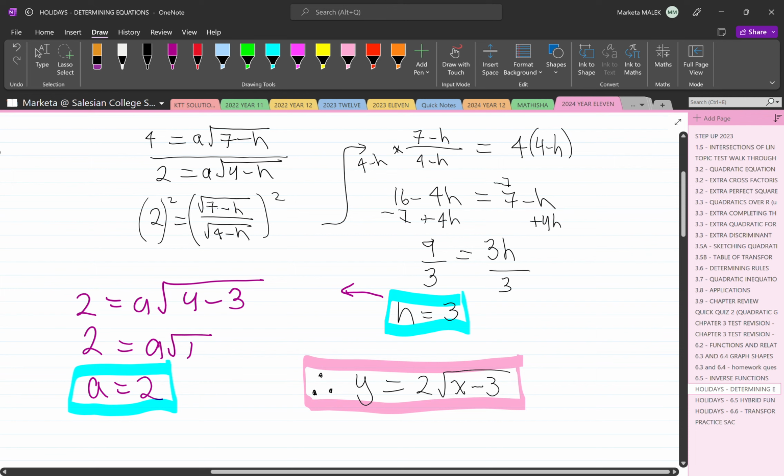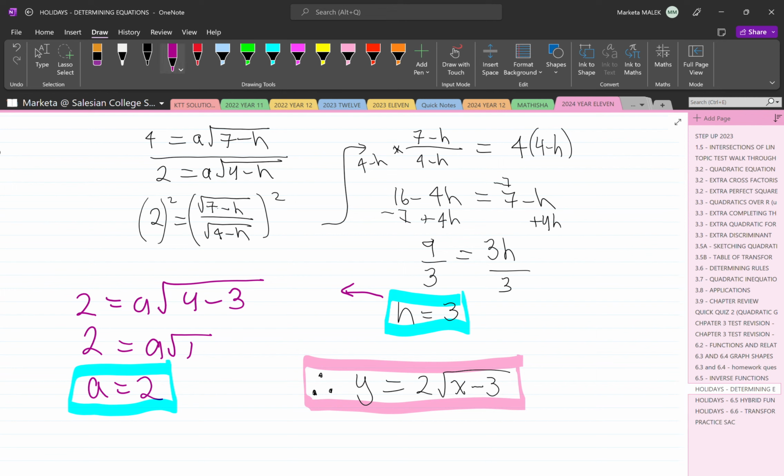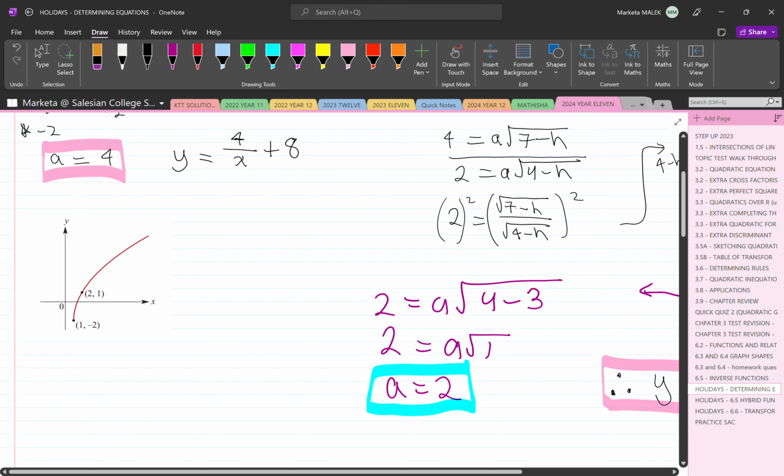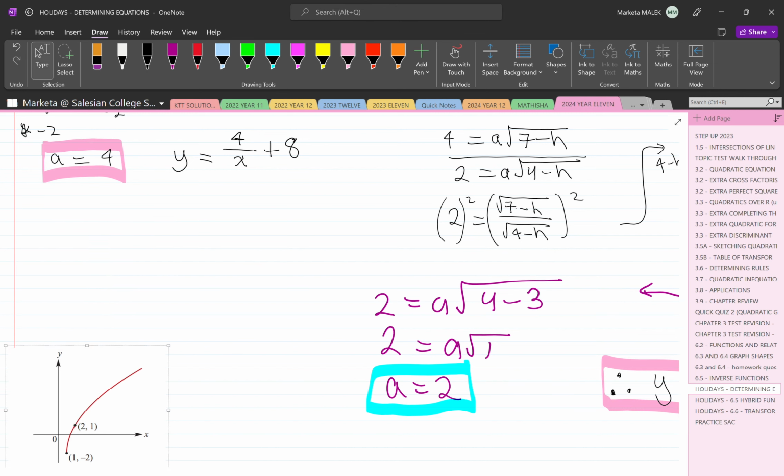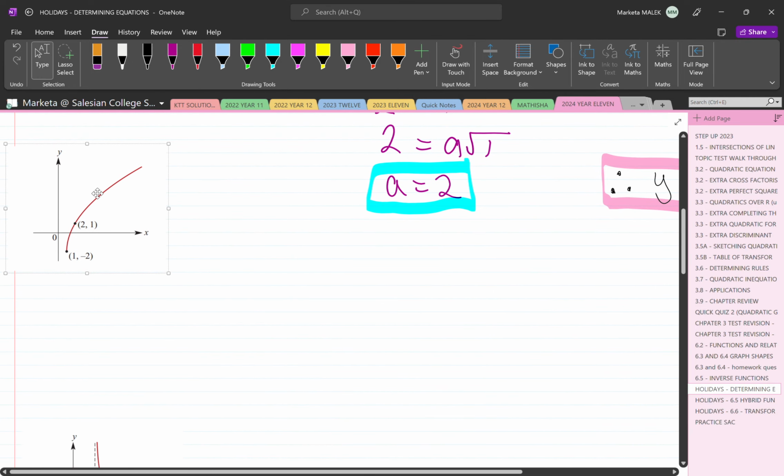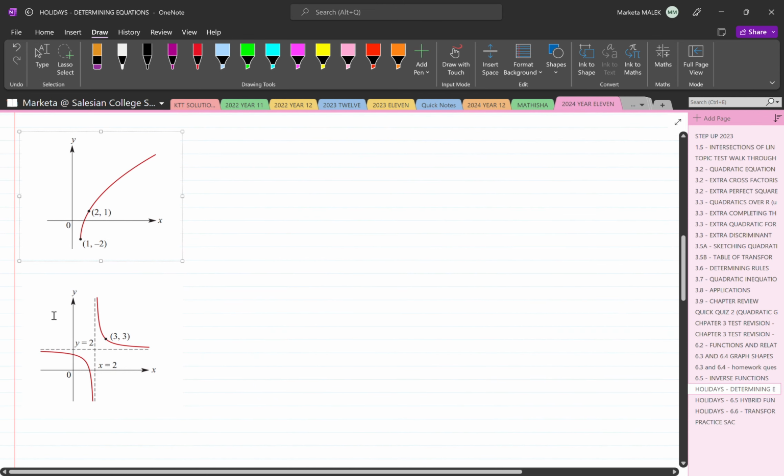So if the question's asking you for the equation, it means you will get 4 marks. You won't lose a mark for forgetting to do that. Let's move along. And now let's look at some graphs, pictures of the graphs, and see how we can determine those equations. So let's move this one down a bit, and maybe this one across a bit.